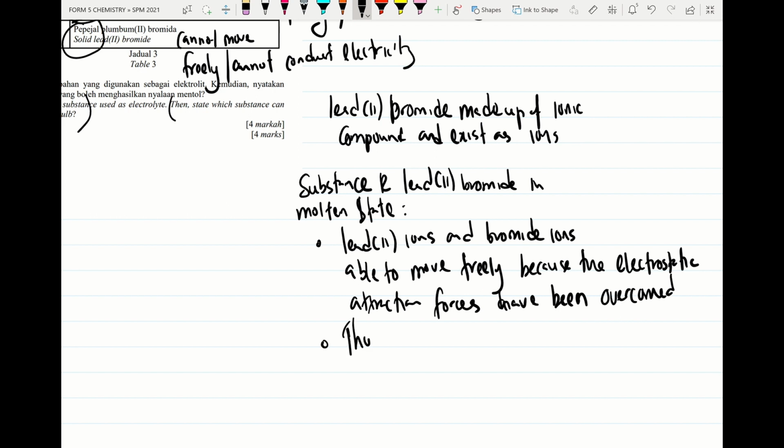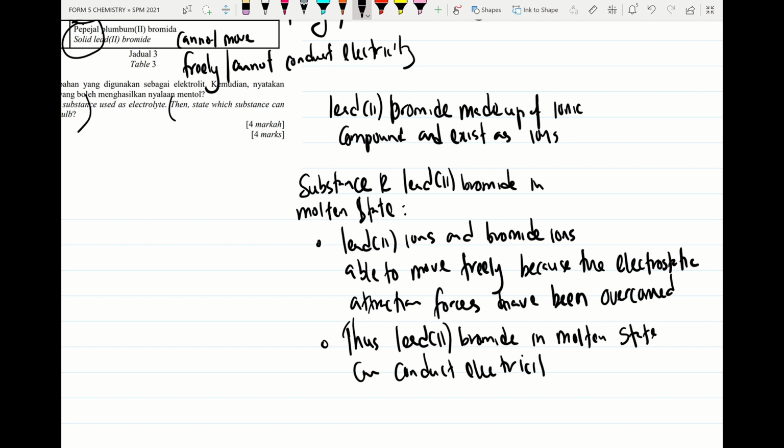Thus, lead(II) bromide in molten state can conduct electricity. Therefore, the bulb lights up. These are the points that students must put in the exam: exists as ions, lead(II) bromide in molten state, the lead(II) ions and bromide ions are able to move freely because the electrostatic forces have been overcome. Please make sure to put conduct electricity. Don't put carries electricity. Students must put conduct electricity.